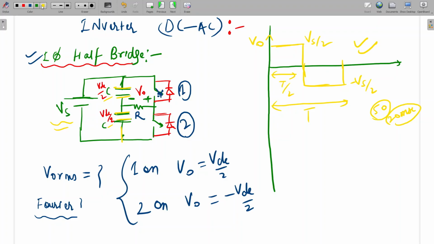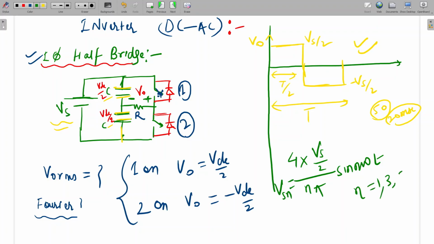Already we have seen in the source current of the single phase full bridge, that was also the same kind of waveform. So 4 into Vs by 2, 4 VDC by n pi into sine n omega t. This is Vsn, the nth harmonic, n is equal to 1, 3, 5. So it will be 2 VDC upon n pi sine n omega t.